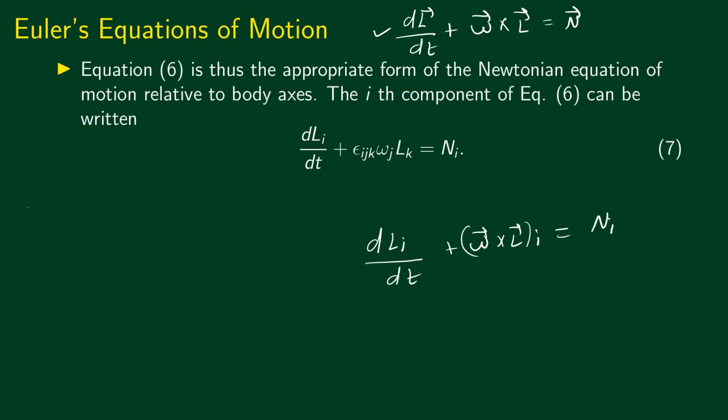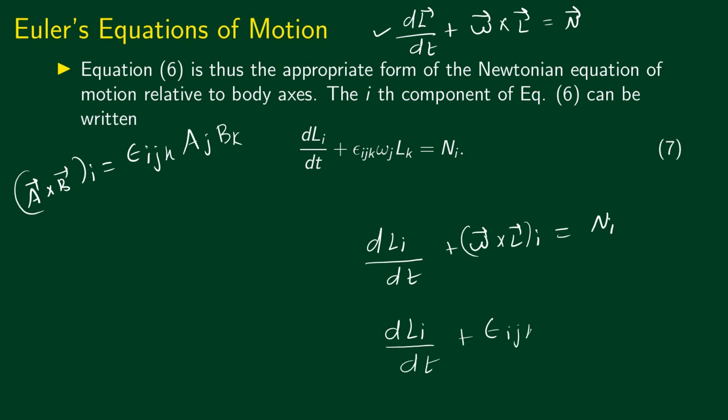We can now make use of the result that the ith component of the cross product of two vectors can be written with epsilon ijk. If you want to find the ith component of a vector cross b vector, for instance, we can write this as epsilon ijk aj bk, where the sum over j and k is implied. Using this, the equation becomes dLi by dt plus epsilon ijk omega j Lk is equal to Ni. That's the equation that we have here.